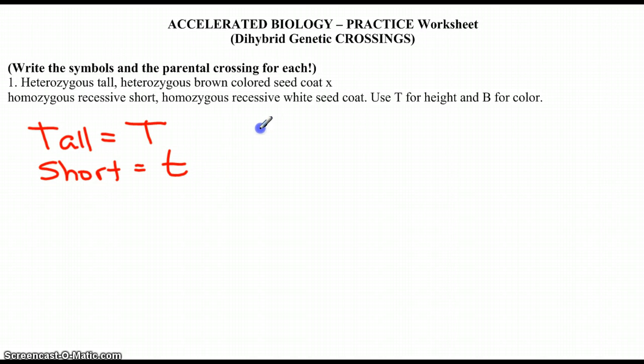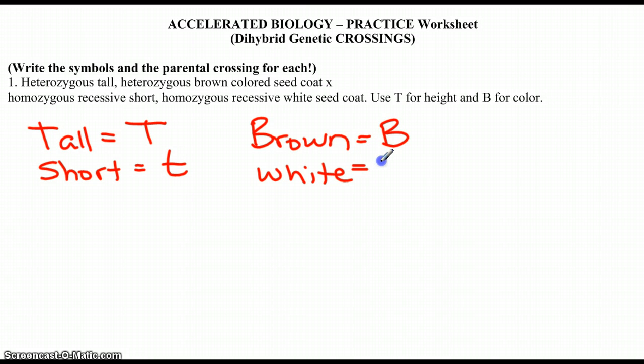For color, I have brown and I have white. So those are my two traits, and you notice I have the letter T for the height, the letter B for the color. Keep those straight, and of course then a capital and lowercase letter for dominant and recessive. So brown is dominant, capital B, and white is recessive, lowercase b. So there's my symbols.